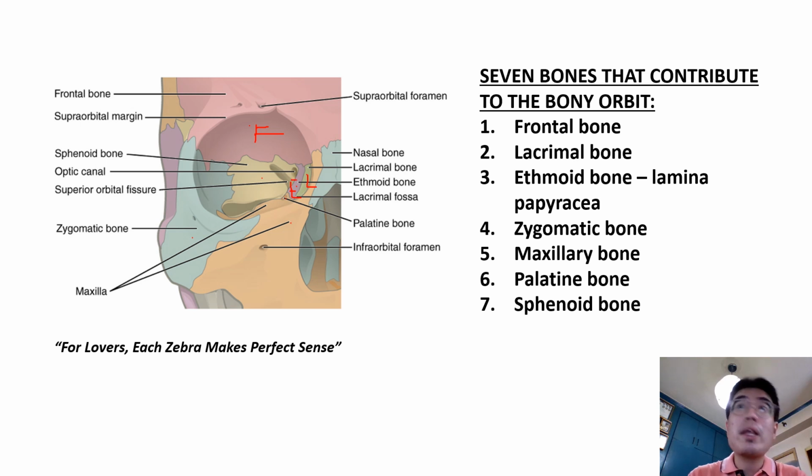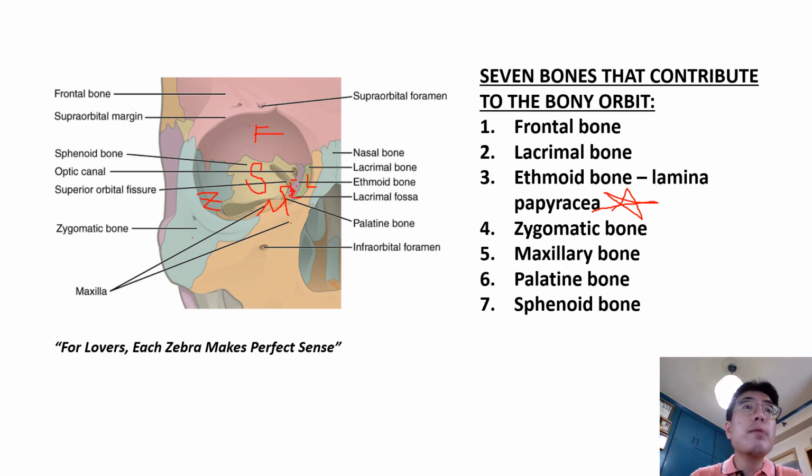ethmoid bone. The lamina papyracea is special because it is the thinnest bone in the skull. Here, we have the orbital process of the zygomatic bone. We have the orbital process as well of the maxillary bone here. And very small here is the orbital process of the palatine bone. Finally, we have the greater and lesser wings and the body of the sphenoid bone.